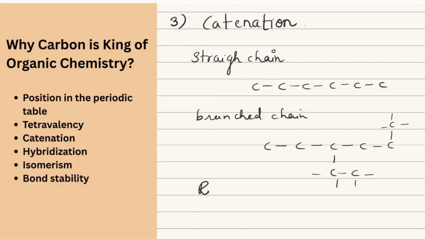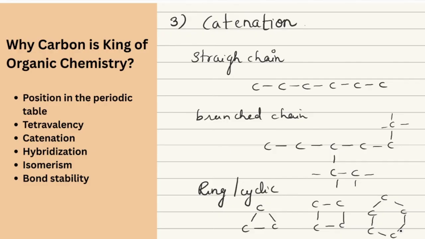They can be even ring or cyclic structure. Like they can have 3-membered rings, they can have 4-membered rings, they can be 5, 6, and the list goes on. And they can have combination of all of them to form the complex structures. Like in case of complex proteins, DNA, RNA, etc.